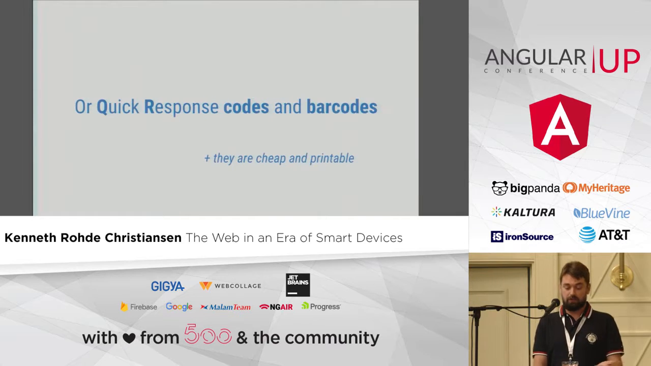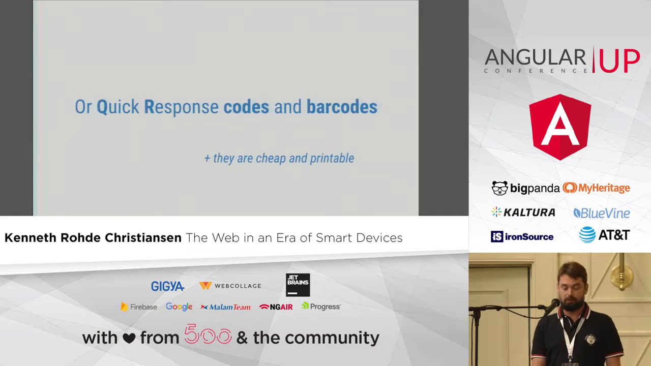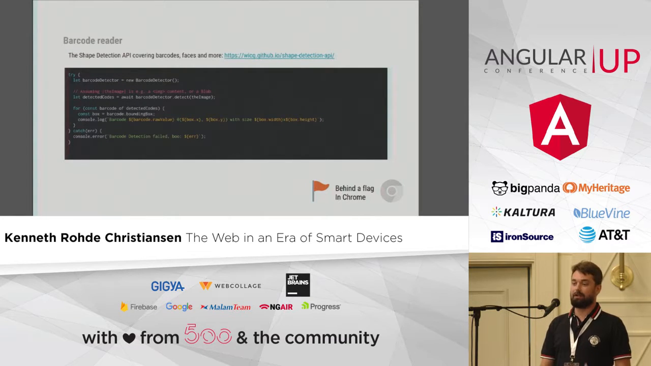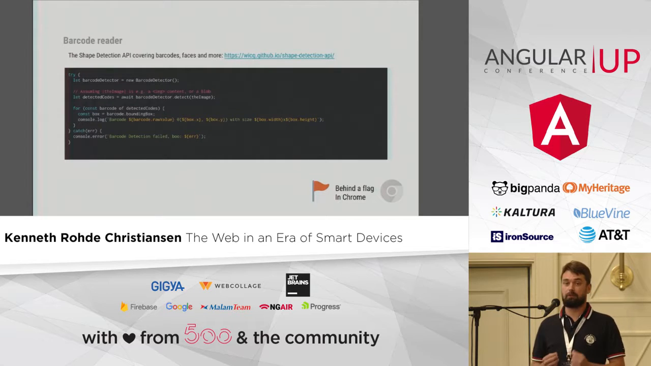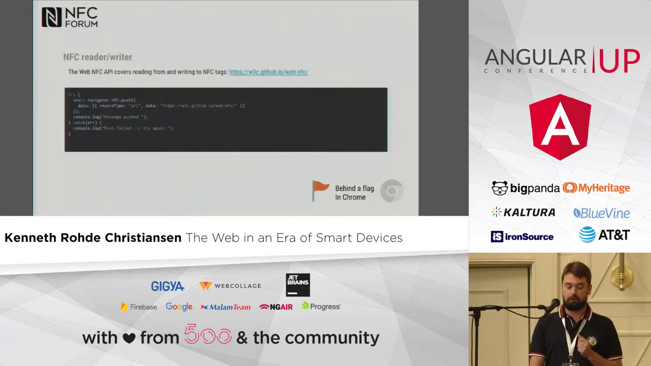Maybe even NFC tags, but sometimes QR codes and barcodes work pretty well because they're cheap and you can print them on a printer. So in Chrome, we're actually working on enabling these things as well. Behind the flag, there's a new API called shape detection. It's called shape detection because it works for barcodes, but also other things like detecting faces in a picture or in a video stream. Really advanced things. So I just wanted to show you that you can do these things on the web today.